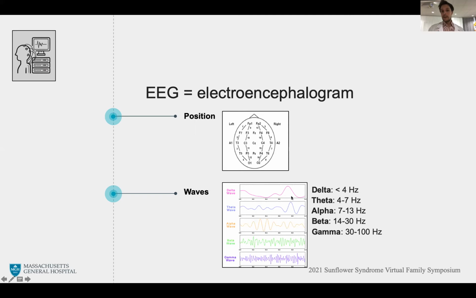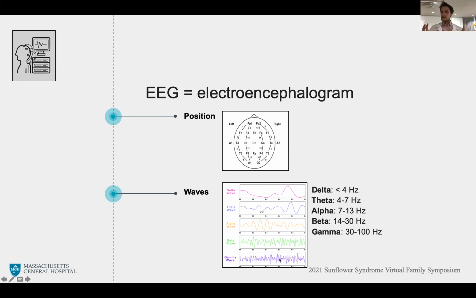Then if it's very low, below 4 times per second, we call it delta waves. If it's a little bit more going up and down, then it's a theta wave. And if you compare it to the gamma wave, you see it's a very high frequency, which actually means that it goes 30 or 100 times up and down in 1 second.